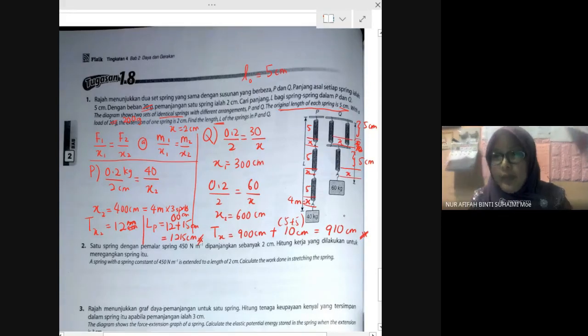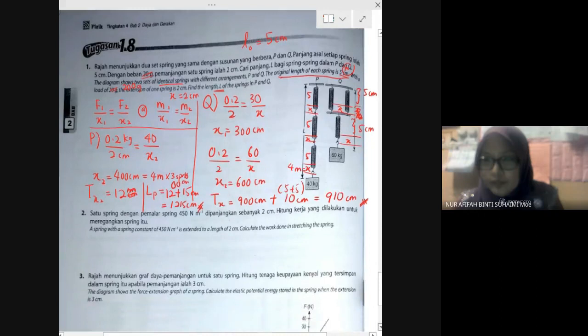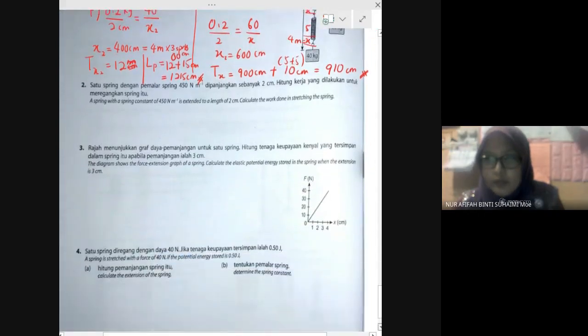Boleh. Ini tak logik sepatutnya. 5 cm ni kita tukar kepada meter. Okay. Cuma cara tu sama. Cara dia sama saja. Okay, guna ratio. Soalan pun dah salah.